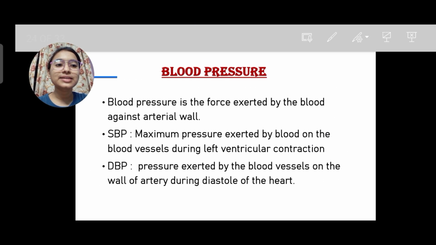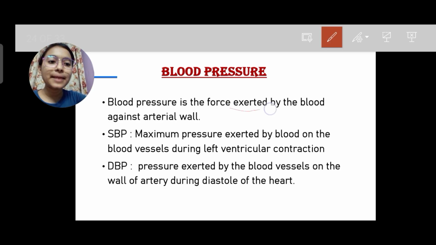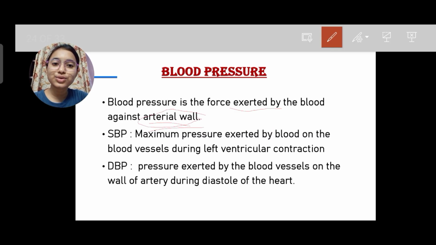Blood pressure is the force exerted by the blood against the arterial wall. So what is blood pressure? It is the force exerted by the blood against the arterial wall. Now, there are two types of blood pressure. One is the systolic blood pressure, another is the diastolic blood pressure.